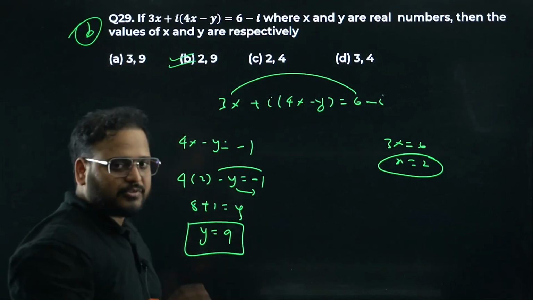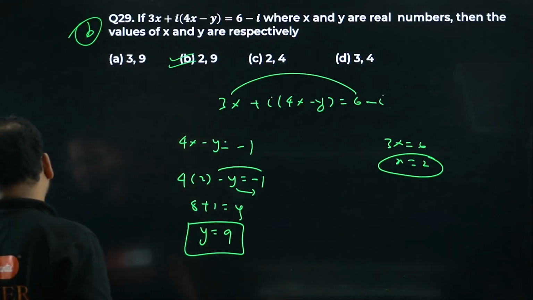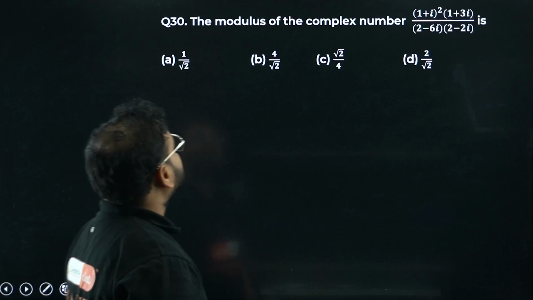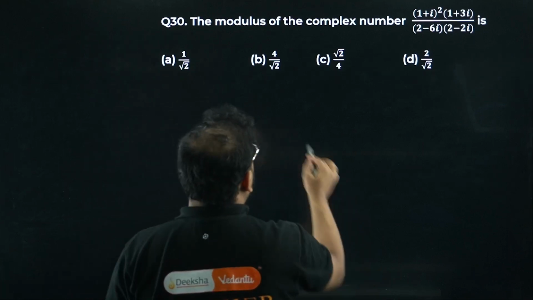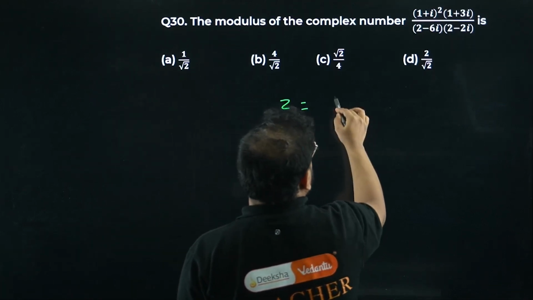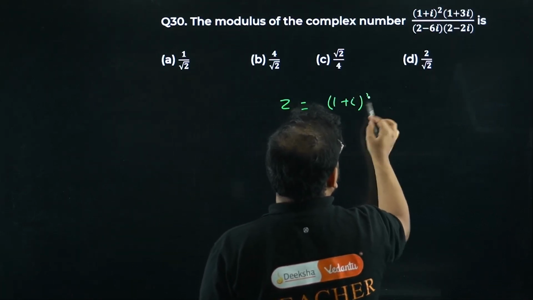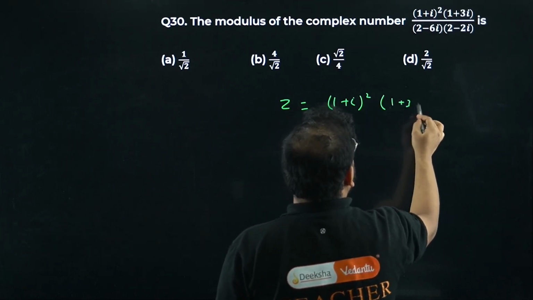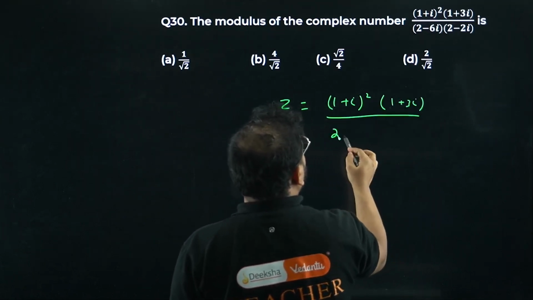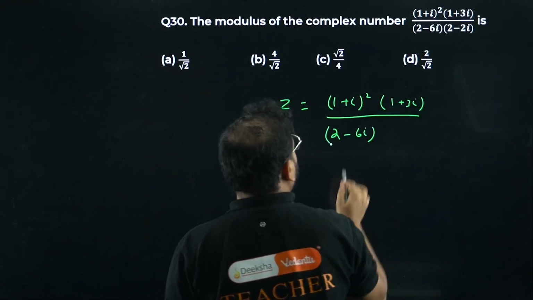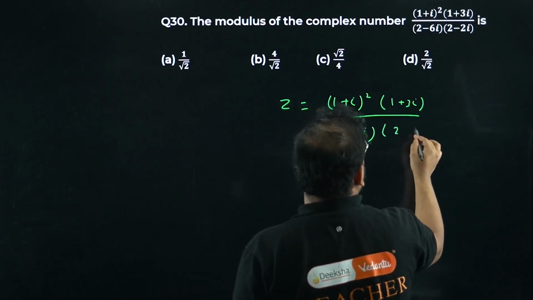Okay, 29 is done. Last question of the day. Let's solve question number 30 now. The modulus of the complex number. Let's take this modulus first. I have to find the z value first. z is (1 plus i) squared (1 plus 3i) divided by (2 minus 6i) and (2 minus 2i).